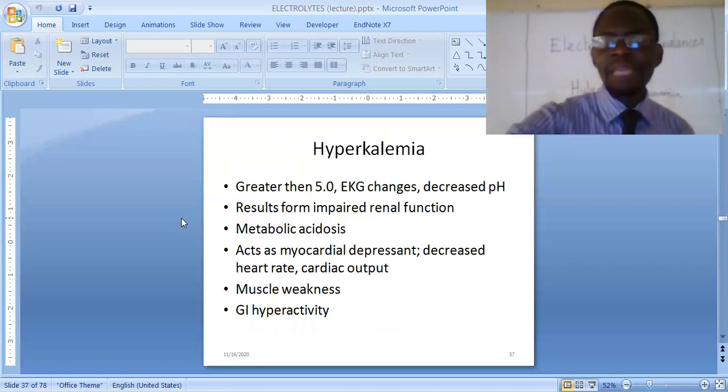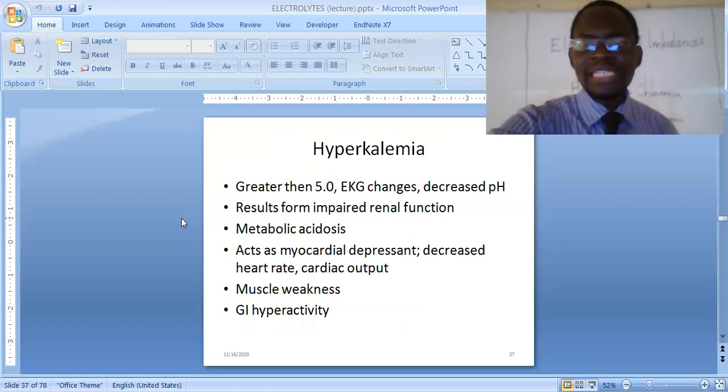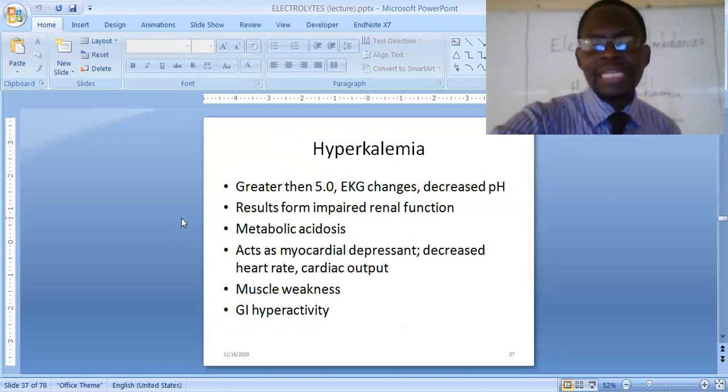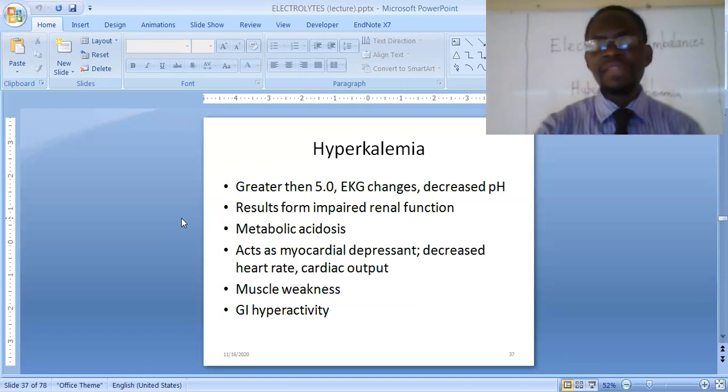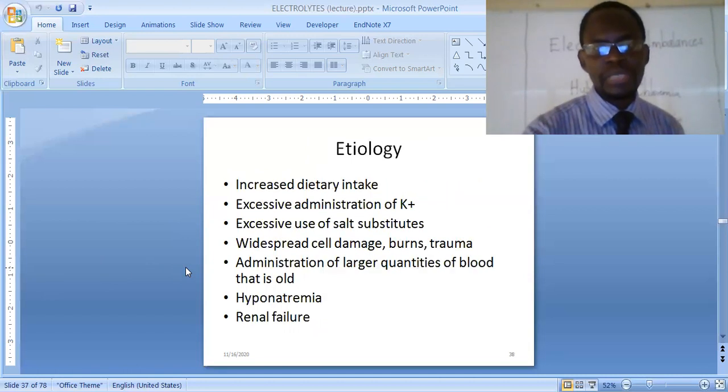Now, hyperkalemia, this one is high. In other words, it's more than 5. It is associated with EKG changes, decreased pH, metabolic acidosis. It depresses the myocardial muscle, by the way. That is why you can get a cardiac arrest out of this. Muscle weaknesses, and then GI, which is hyperactive. You always have cramps.